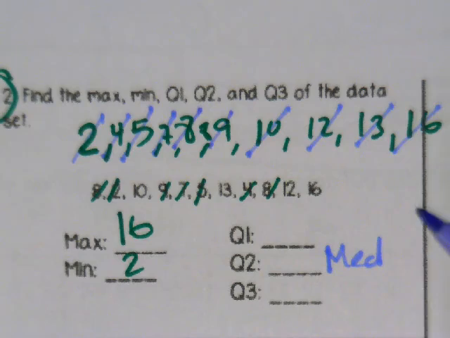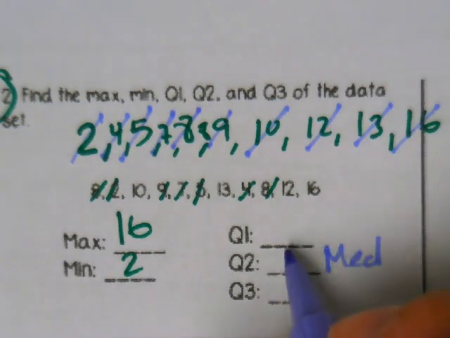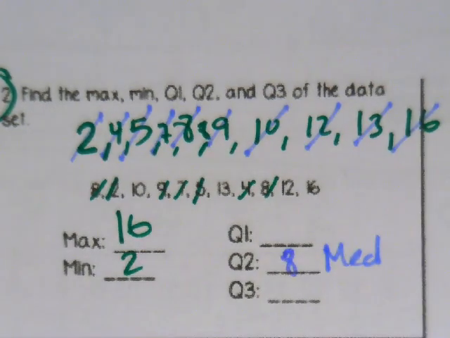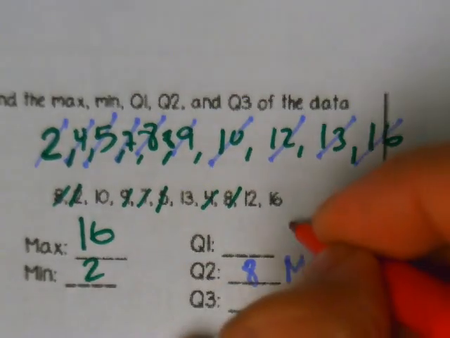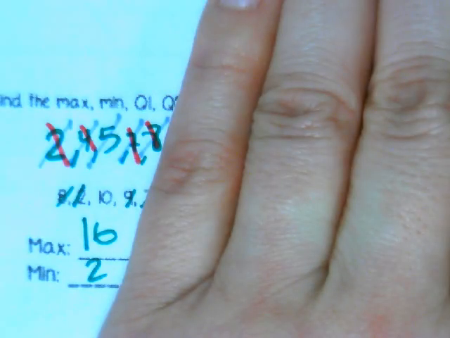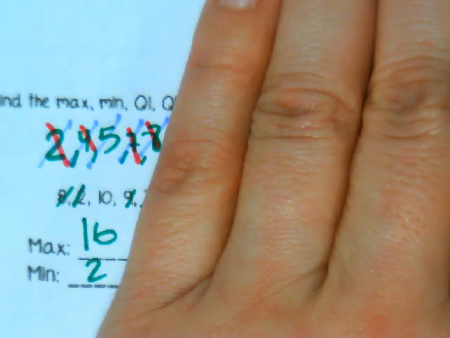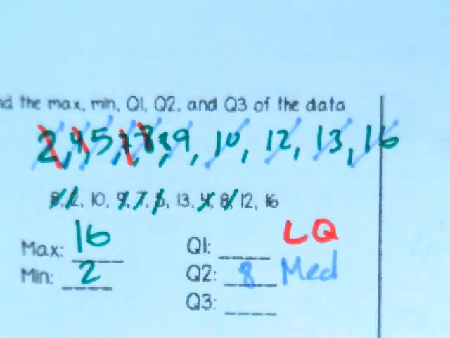Okay, what's in the middle? 8. Okay, now that you've determined the middle, now you can do lower quartile. You couldn't do it before. So I'm going to switch colors. Now, this one's lower quartile. You cover up and you cross out. And what's in the middle? 5. 5 is in the middle. So that's our lower quartile.